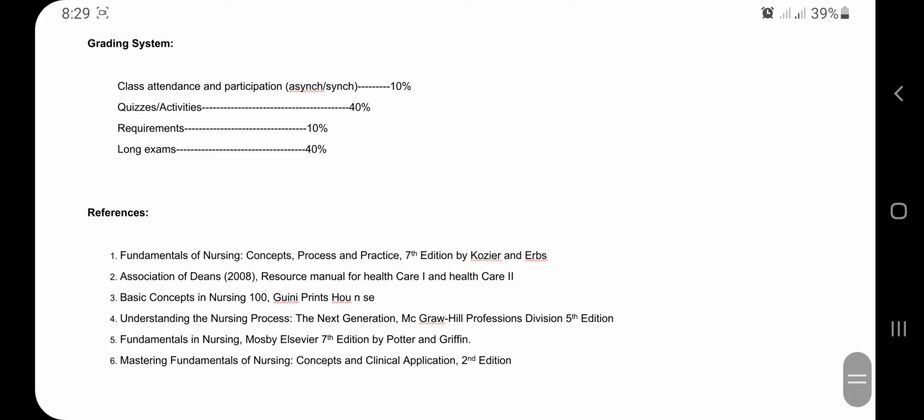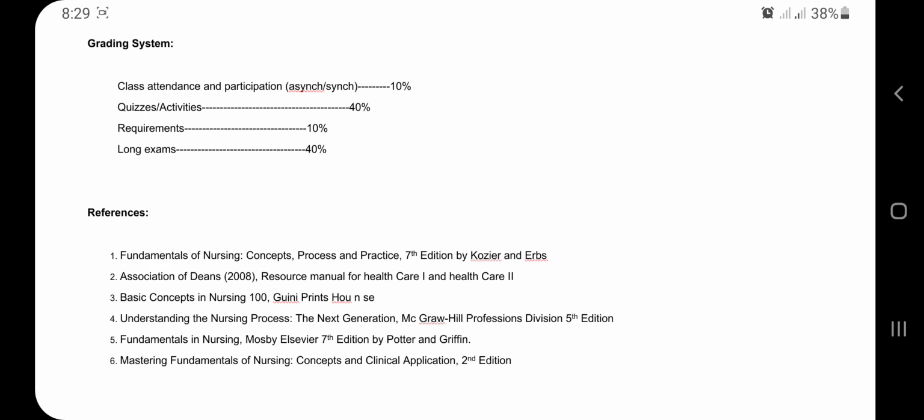So, these are the book references. We have Fundamentals of Nursing by Kozier and Erb. We have the Association of Deans Resource Manual. We have Basic Concepts in Nursing 100. We have Understanding the Nursing Process by McGraw-Hill Professions Division. We have Mosby, Elsevier, Fundamentals of Nursing 7th edition by Potter and Perry, and Mastering Fundamentals of Nursing, the Concepts and Clinical Application, 2nd edition. So those are some of my references.